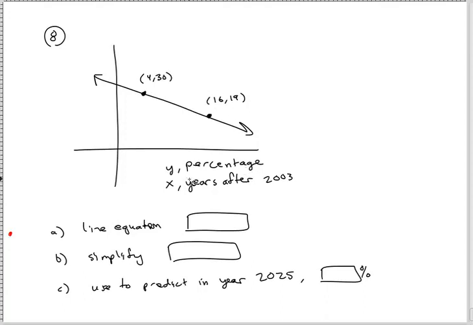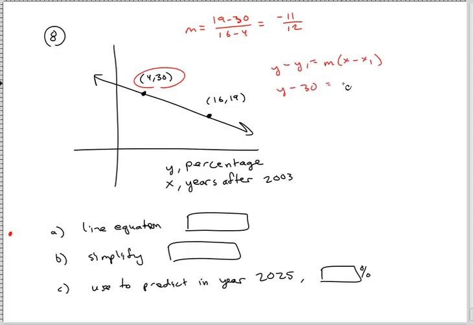And so, I mean, first off, we need to find our slope. And so I'm going to do 19 minus the 30 over 16 minus the 4. And so there we got a negative 11 over 12. Cool. And so then I need to find my line equation. So y minus y1 equals m times x minus x1. And so I'm going to just use this one, I guess, because it doesn't really matter, whichever one you want. Negative 11 over 12, then x minus the 4.